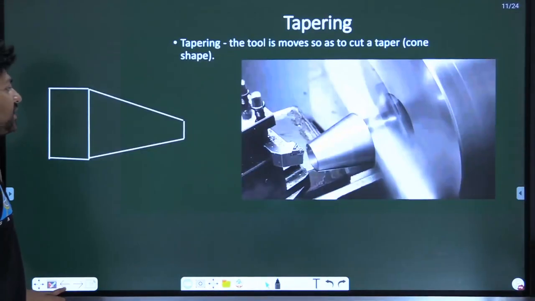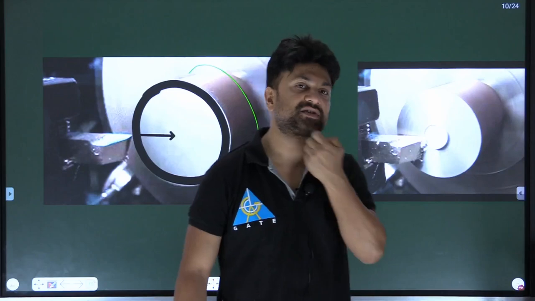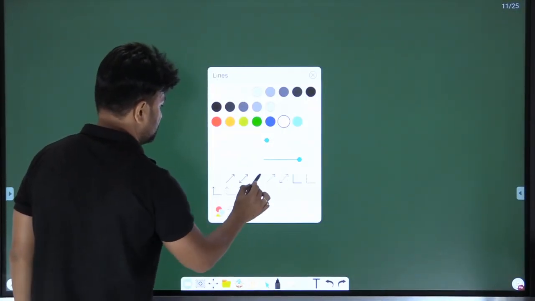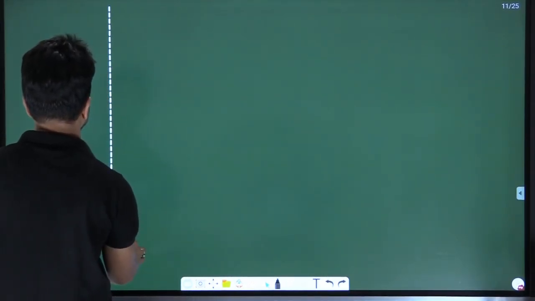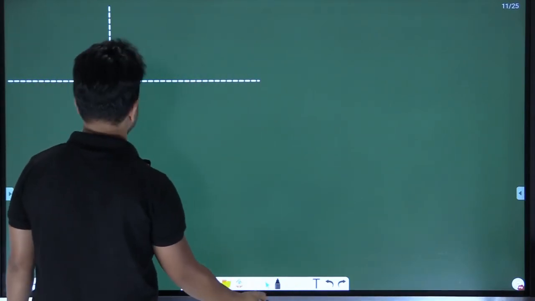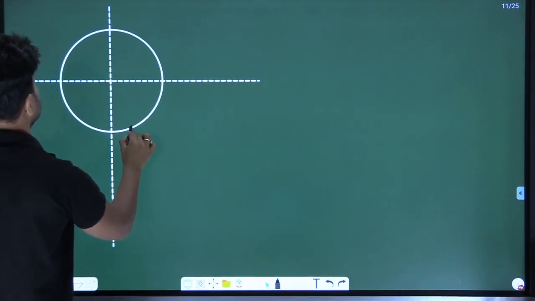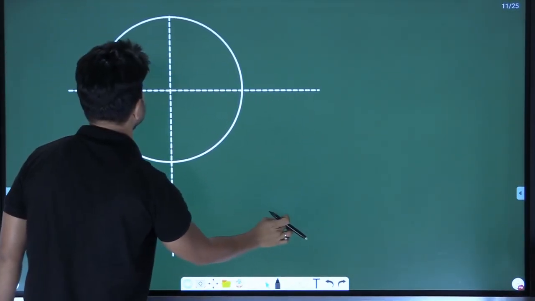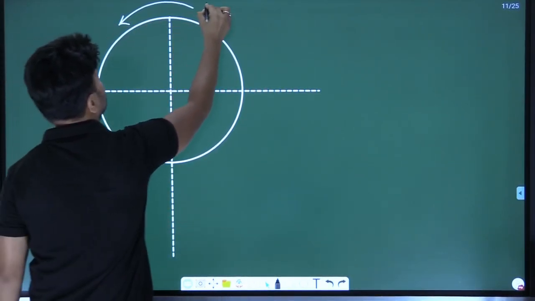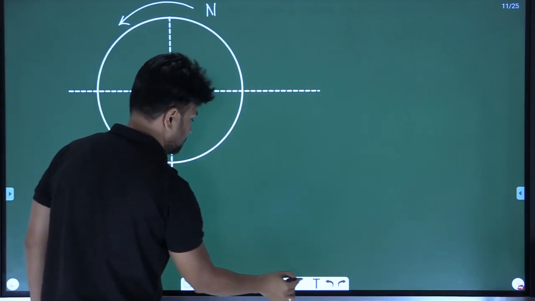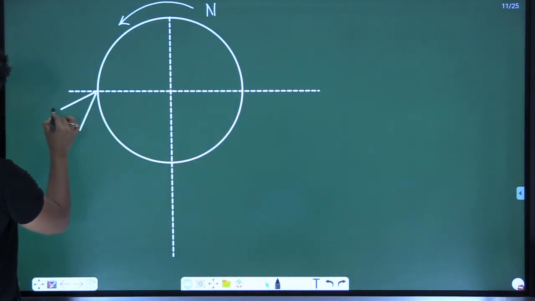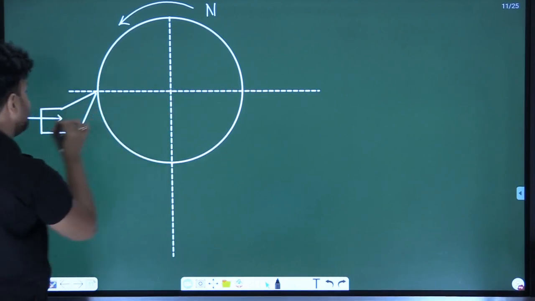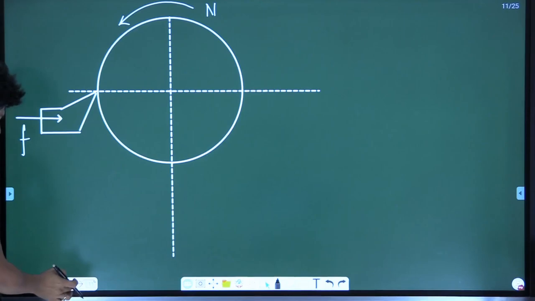Now, the next question is from the facing operation. Before solving the facing numerical, I will discuss some concepts about facing. Look, this is a facing operation, as you can see. Please try to understand the concept which I am telling you, which is very important and you will not find it in any book. Let's say this is the cross section of the workpiece where we are doing a facing operation, and the workpiece is rotating with RPM N. There is a tool by which we are doing the facing operation, and you have provided a feed across the face, in mm per revolution.